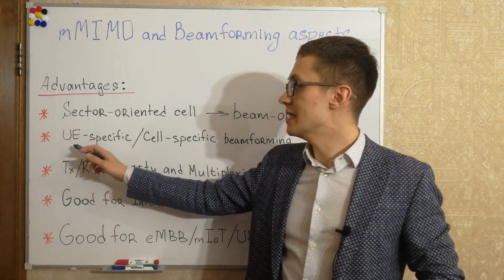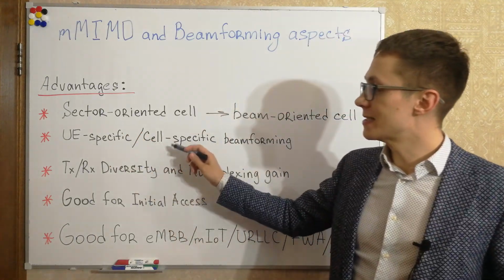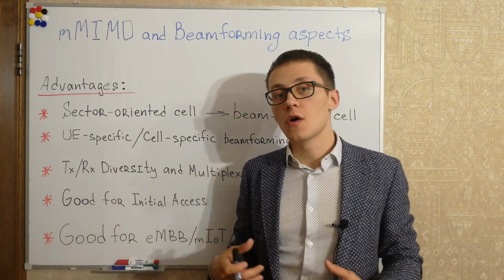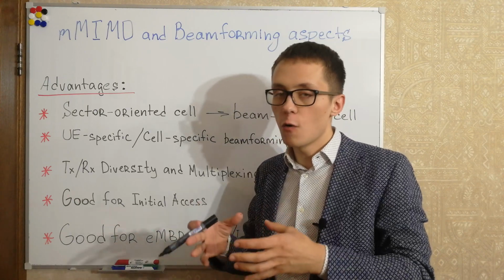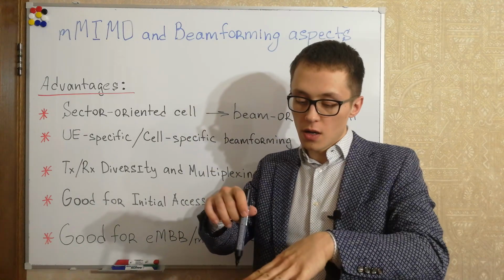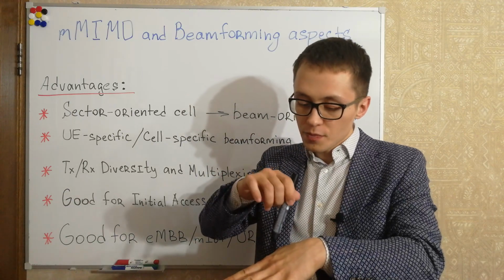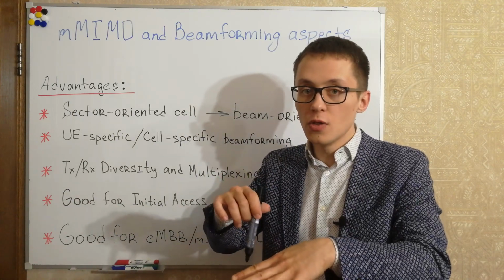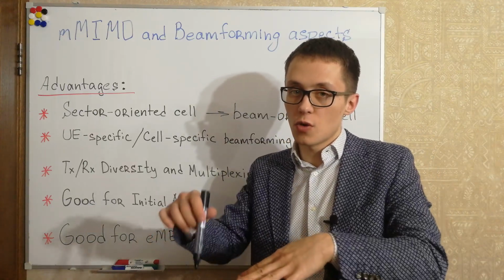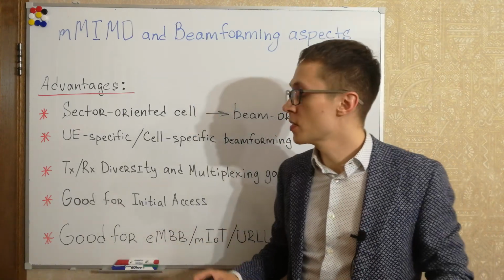So the next advantage is, we can call it user-specific or cell-specific beamforming. We can use massive antenna arrays to beamform narrow beams for a particular user. And at the same time, we can form the antenna pattern in such a way that other users will not interfere with the necessary user. So this is again completely game-changing technology.